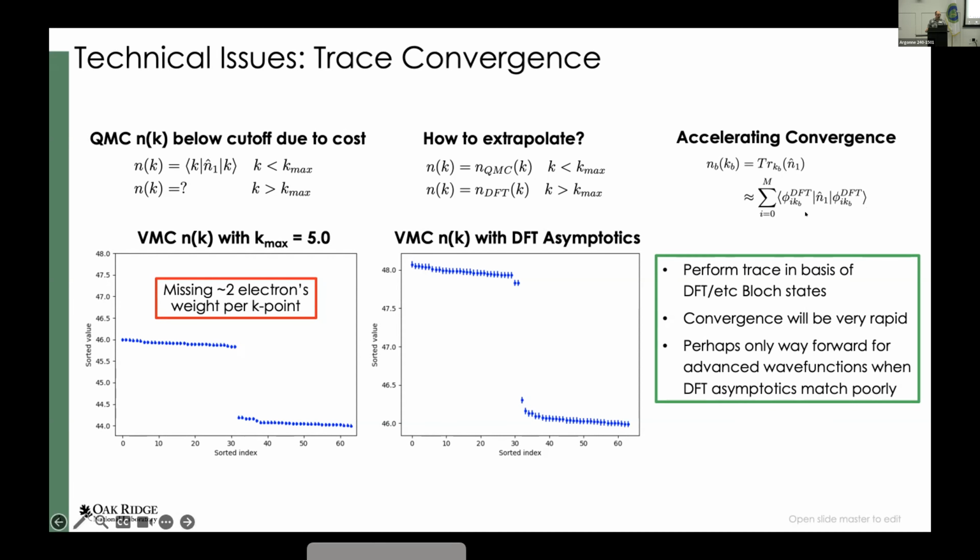You'll recover the momentum distribution trace if you take the trace in plane waves. But you can also perform that trace in any valid Bloch basis. And in this case, Bloch states coming from DFT are going to be a rapidly convergent basis. And so instead of summing up to a K max and having a lot of missing information, you can instead sum up to some number of bands, M, right? Like in a CAS, a window in the excited states where you're going to have rapidly decaying information and only need a handful of DFT states to get the information that you need.